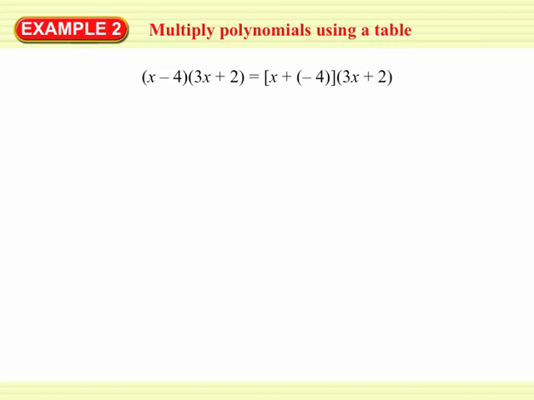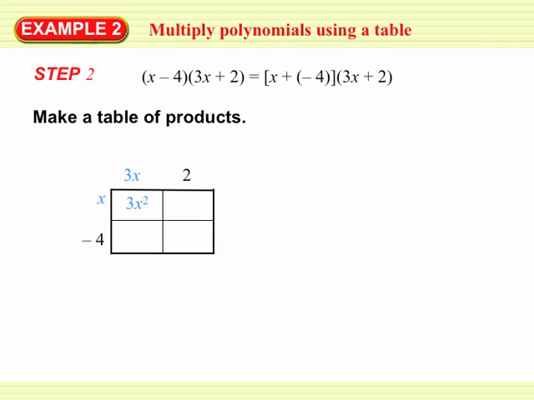Then we're going to write x plus negative 4 and 3x plus 2 along the sides of a table. So down the left-hand side of this table is x minus 4, and across the top of this table is 3x and positive 2. You can see a connection here between what we did with our area model and this idea of using a table for the products.